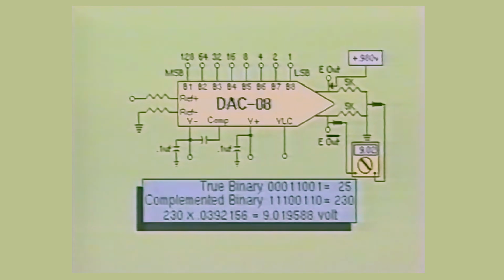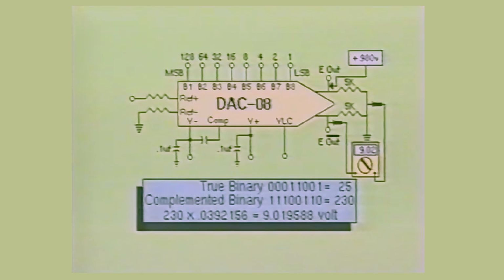When binary input 00, 01, 10, 01 was applied, we found that the DA converter device produced a positive 980 millivolts at its true output. But as you can see, the complemented output with this same binary input is approximately 9.02 volts positive. This is due to the fact that the complemented output will decrease in value as the binary input increases in value. In other words, the complemented value will decrease from full scale to 0 as the binary input increases.